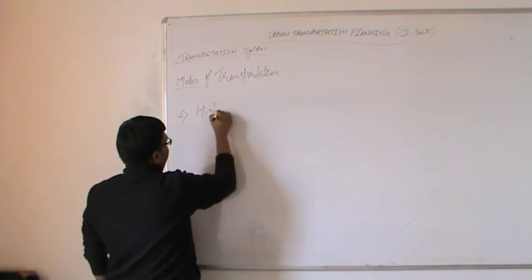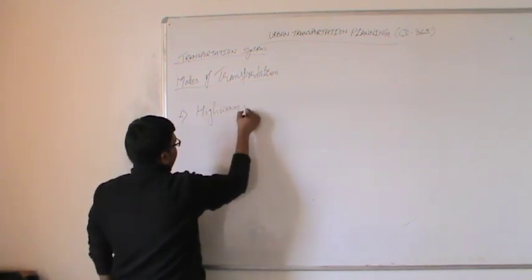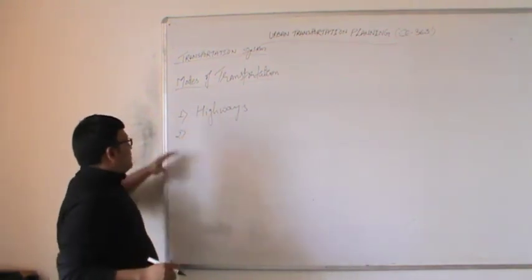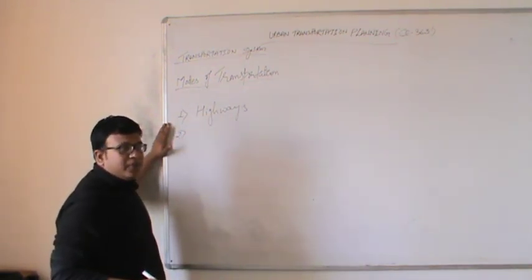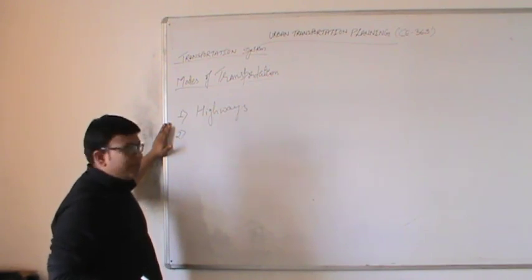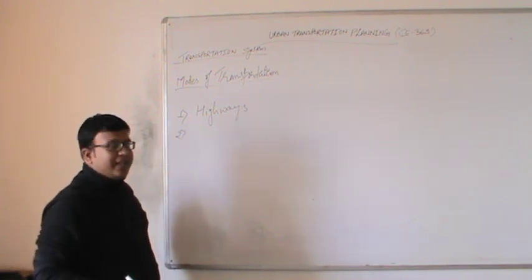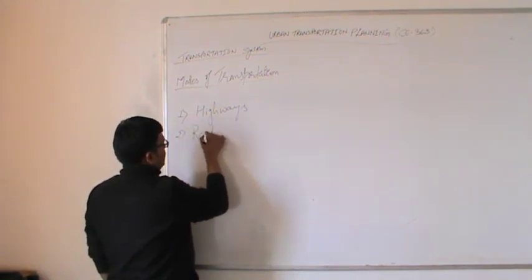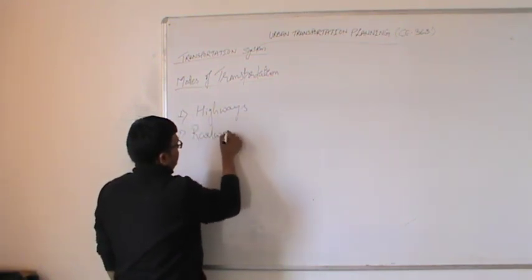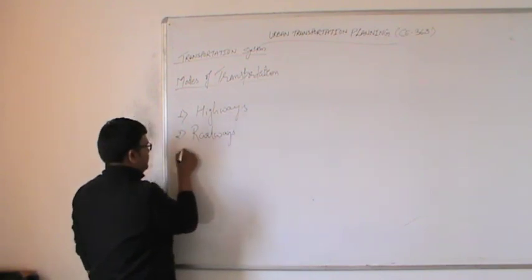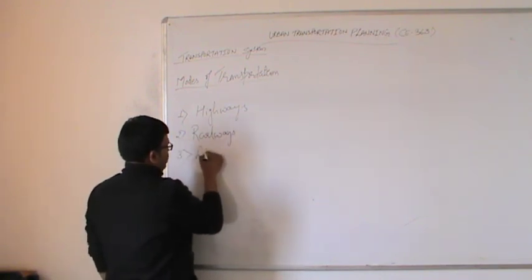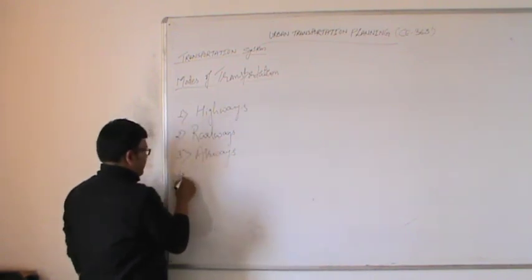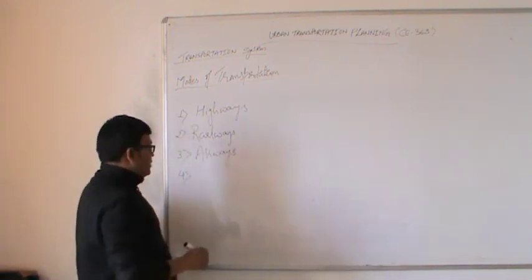First of all, we'll write the highways. Then, most of the time, people refer to the highway as a mode of transport. It is easy to access. So the highway, and then generally the railways. Then the airways, and then the waterways.